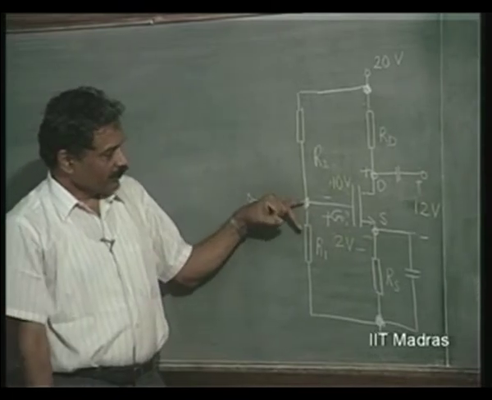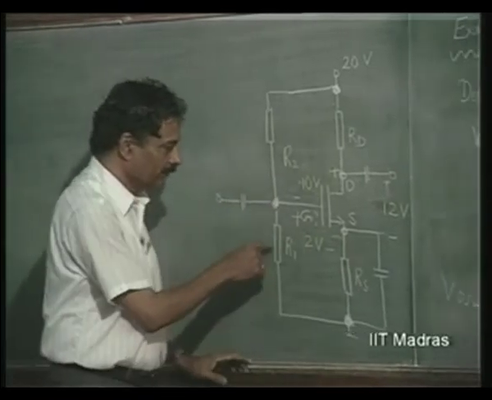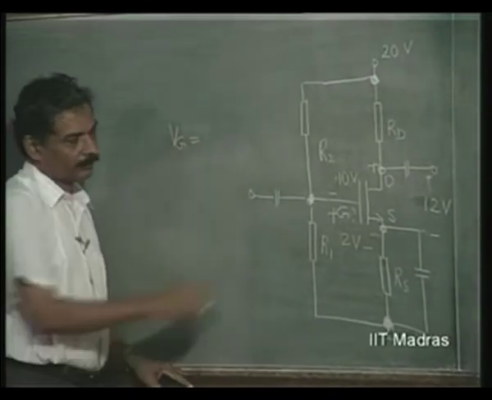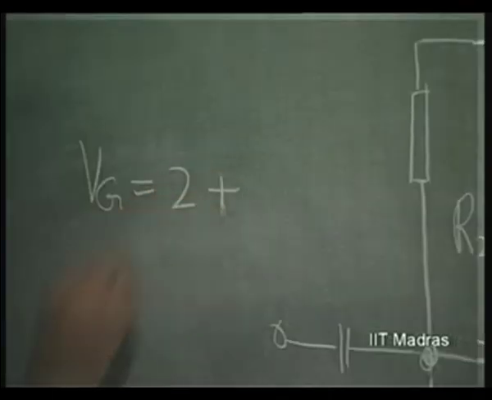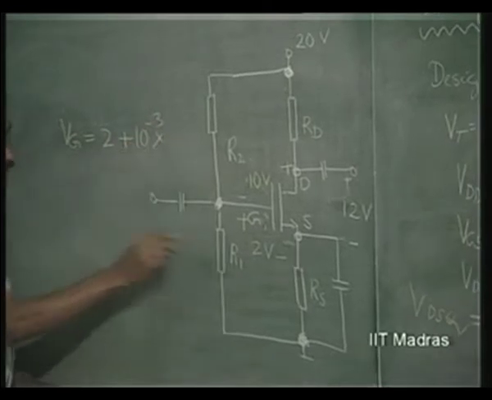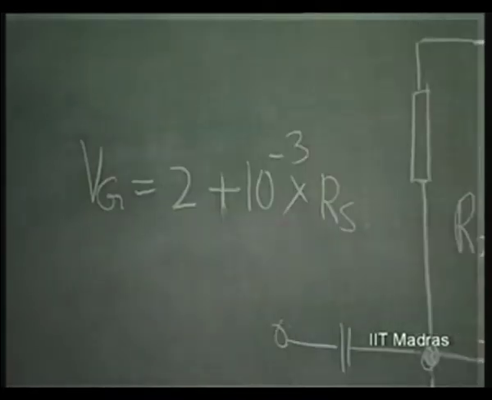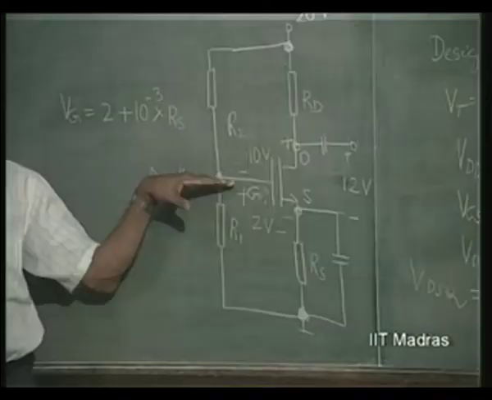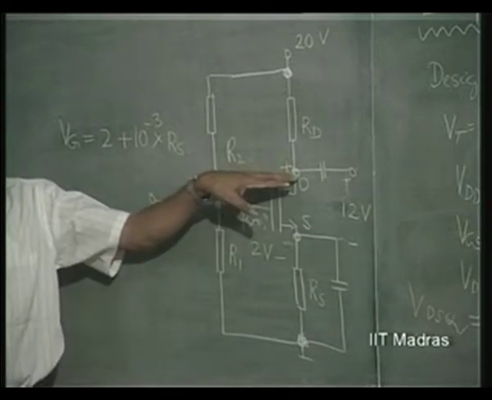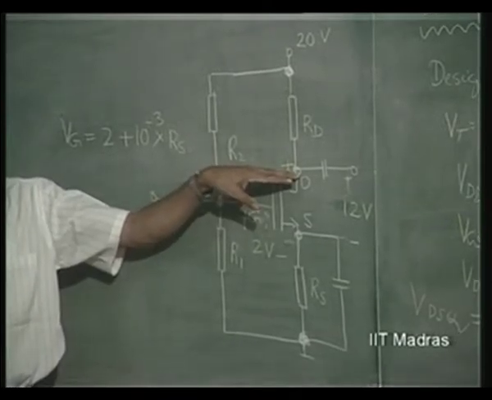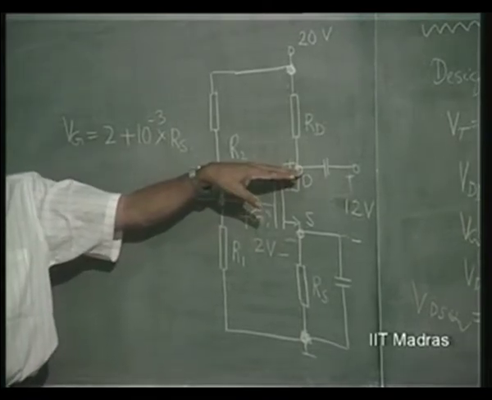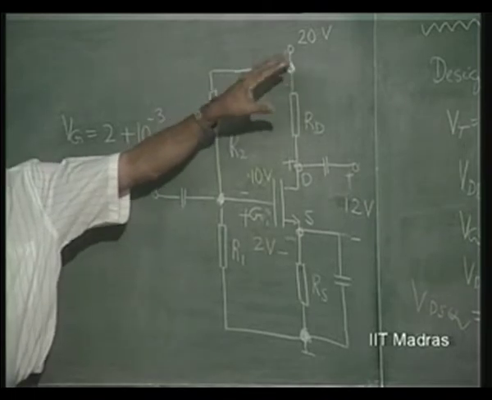Further, we have this VG now, equal to this 2 volts plus 1 milliampere into RS. This is VG. This is already given as 10 volts. So above this VG, we must have a further 10 volts. The rest of it only has to be given to RD.